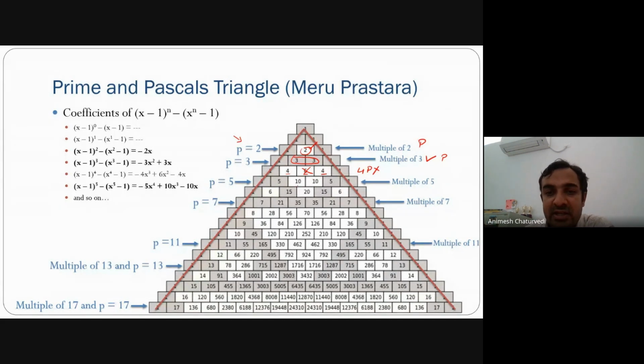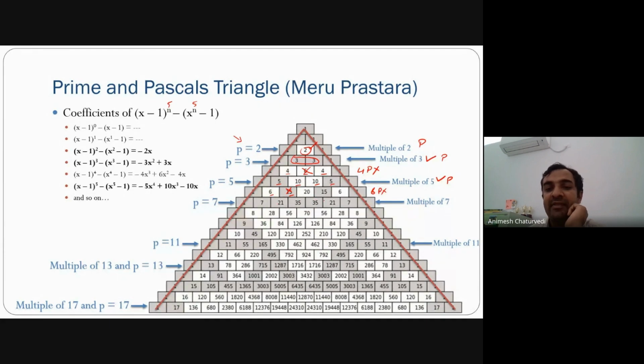Then coming to p equals 5 in this. Got it? Is it a multiple of 5? Yes. Is it a multiple of 5? Yes. Yes. So yes, all internal elements of row 5 are multiples of 5, and that is prime. Coming to this row 6, is it a multiple of 6? Yes. Is 15 a multiple of 6? No. So 6 is not a prime.